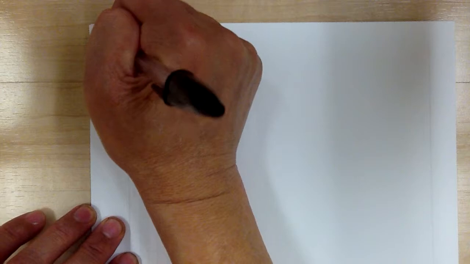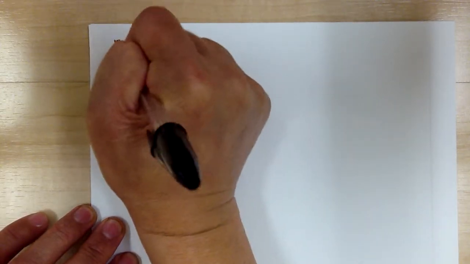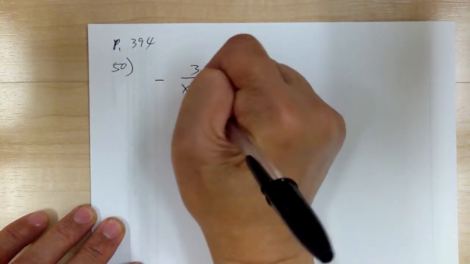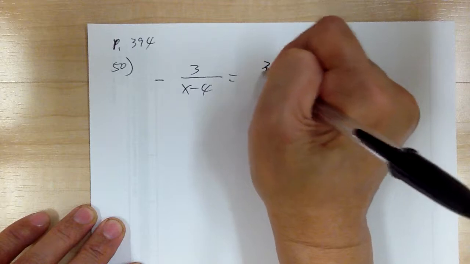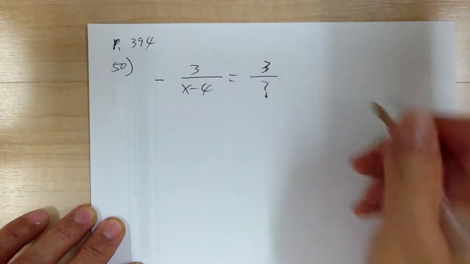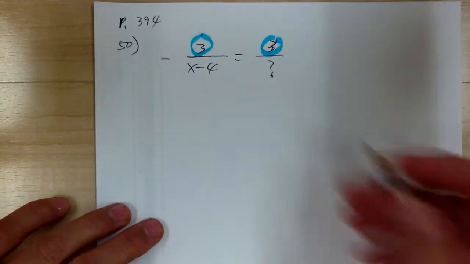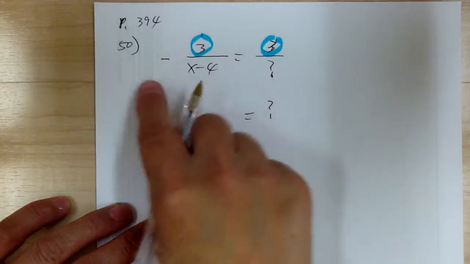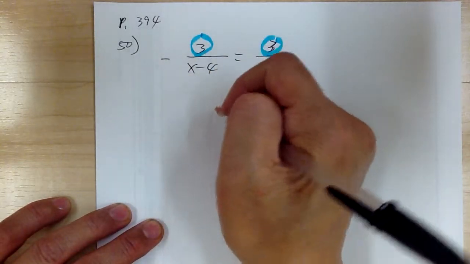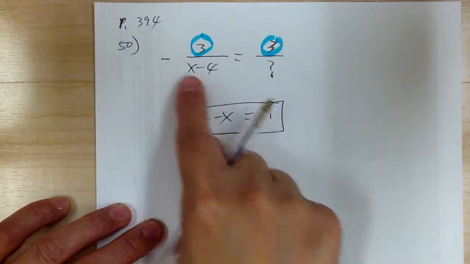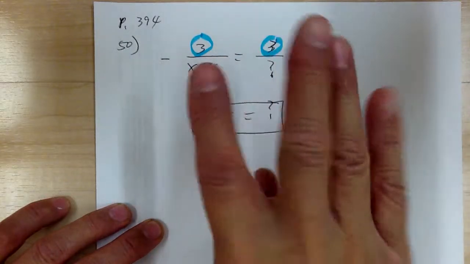Okay, let's go to number 50. Here you have negative 3 over x minus 4 equal to 3 over question mark. Again, you match it up. The 3 matches with the 3, so the question mark is going to equal whatever this is. When you multiply out, you're going to end up with 4 minus x, because again, negative is used to switch the terms for the subtraction.